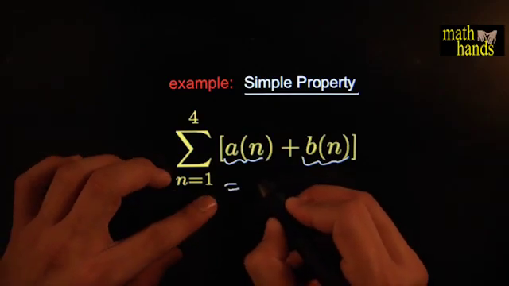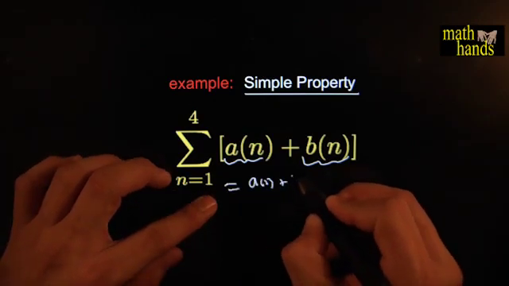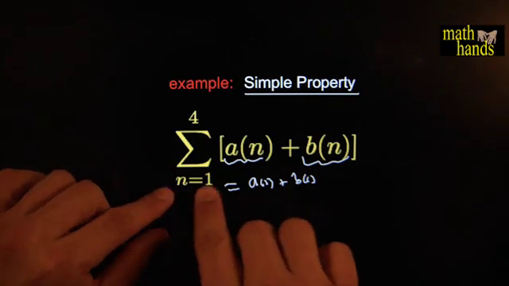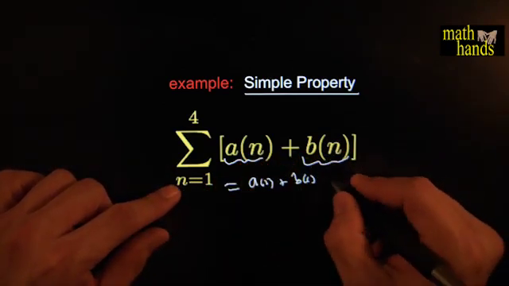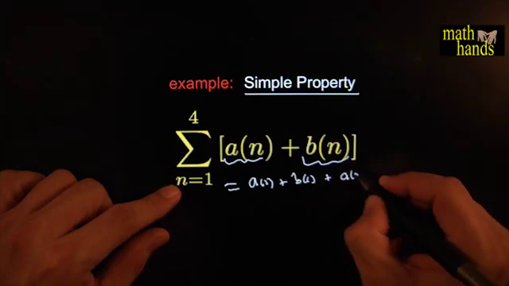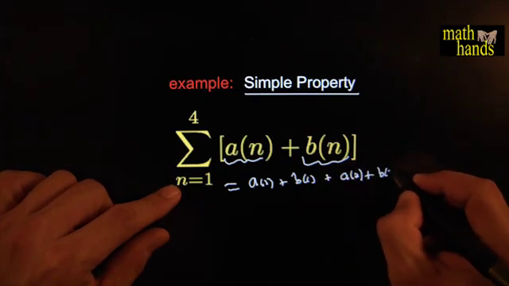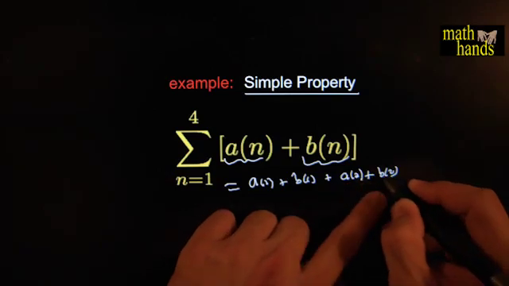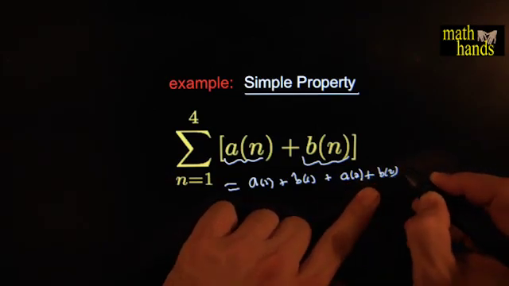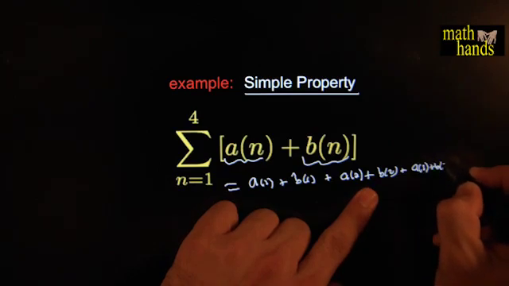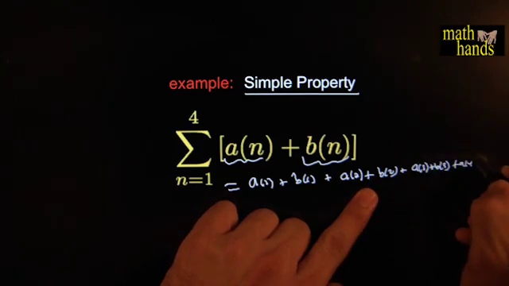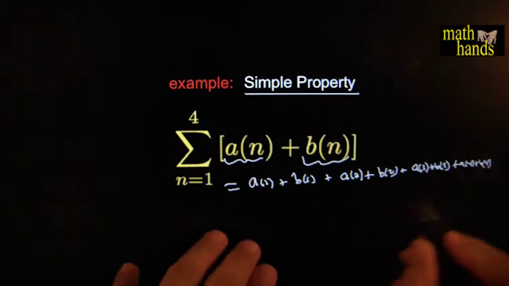You'd get a1 plus b1, because the recipe says, wherever you see n, you plug in 1. I see n there, I plug in 1. I see n there, I plug in 1. And then I do the same thing but plugging in 2. So I'd get a2 plus b2. That means 2 plugged into the a formula plus 2 plugged into the b formula. Then I would do the same thing for 3. I would get a3 plus b3. And then the same thing for 4, a4 plus b4.